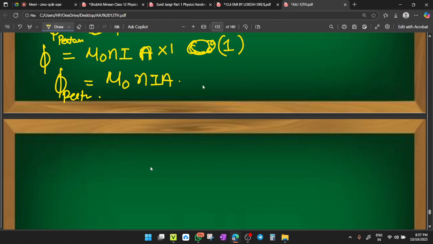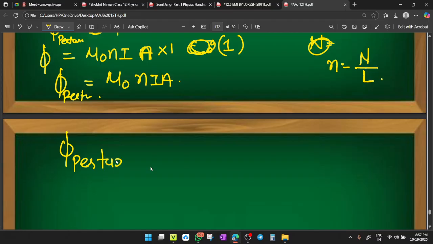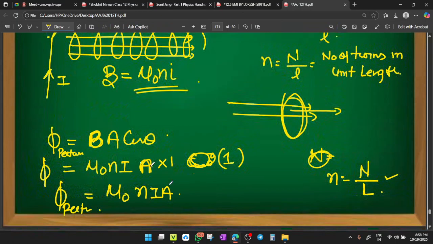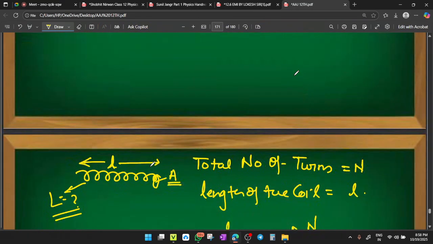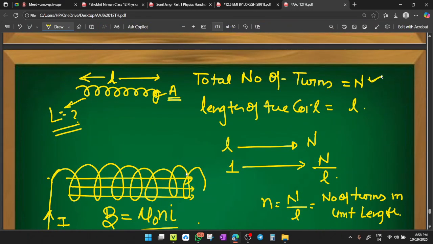Now place the value of small n. As you know, in a solenoid, small n equals capital N by L. So phi per turn equals mu naught capital N upon L times I a. Agree? Because in the place of small n, you have inserted N by L, right? As the coil has capital N number of turns. Yes, see, the total number of turns in the coil is N.